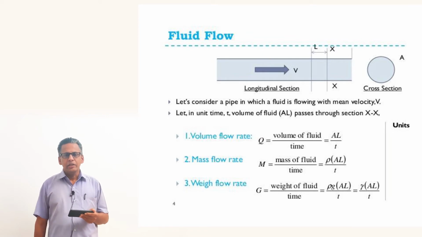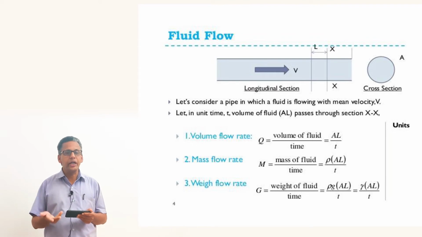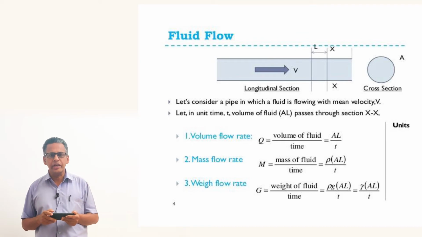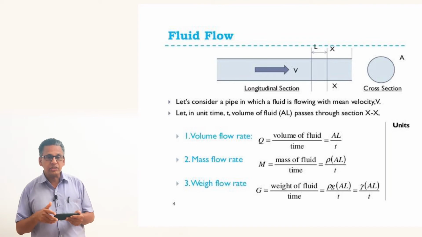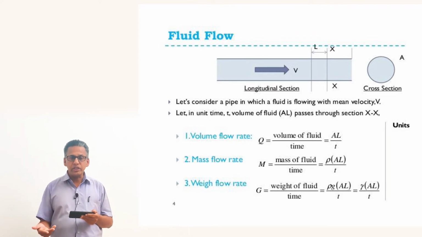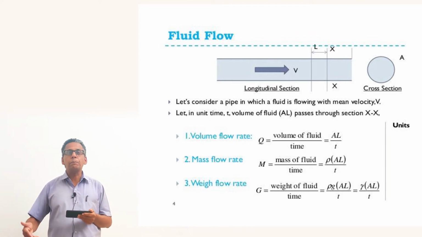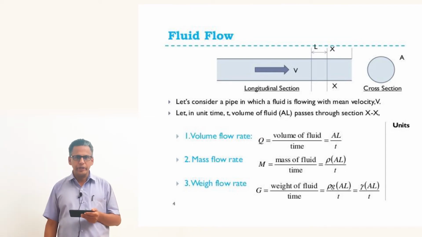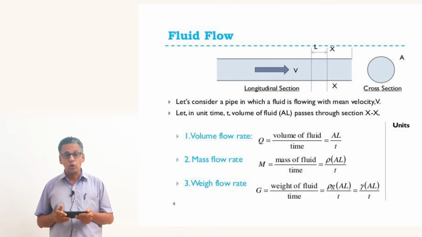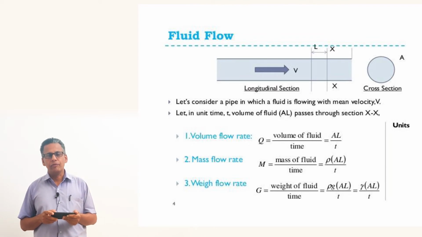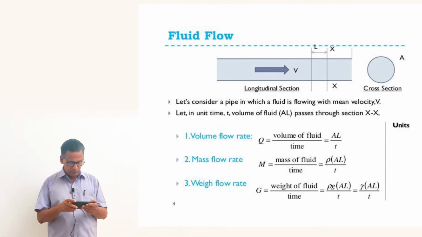AL by time, you can write that L by t is nothing but velocity. Distance by time is velocity. So A into V, area into velocity, is the volume flow rate. What is mass flow rate? Mass flow rate is this volume flow rate multiplied by density of the liquid. What is weight flow rate? Volume flow rate multiplied by the weight density, that is rho g or gamma of the liquid. So we can express it in these 3 ways.